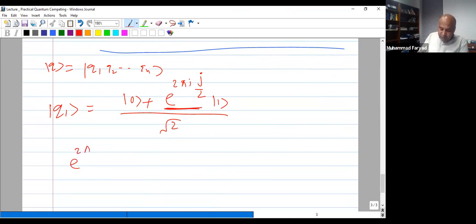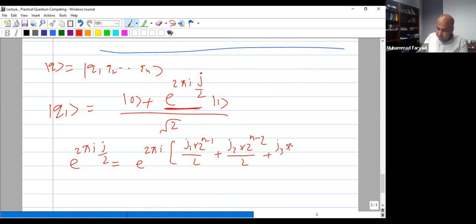This e power 2 pi iota j by 2 can be written like this: 2 pi iota 1, and for j, let me put the definition for j. So j is nothing but j1 into 2 power n divided by 2. This 2 is coming, plus j2, sorry, there's an n minus 1, into 2 power n minus 2, and there's this 2 which is coming from outside, j3, 2 power n minus 3, 2, all the way to, let's say, jn minus 1 into 2 by 2 plus jn 2 power 0 divided by 2.